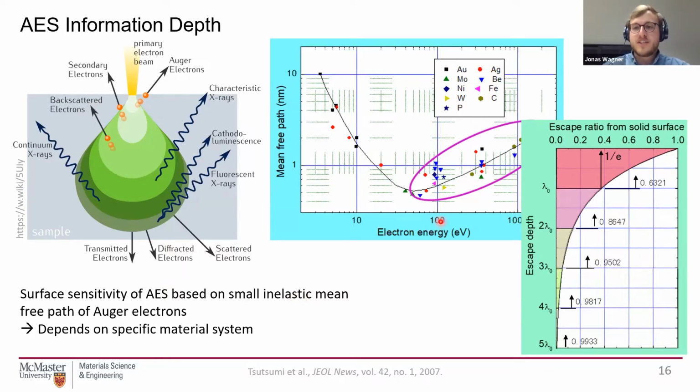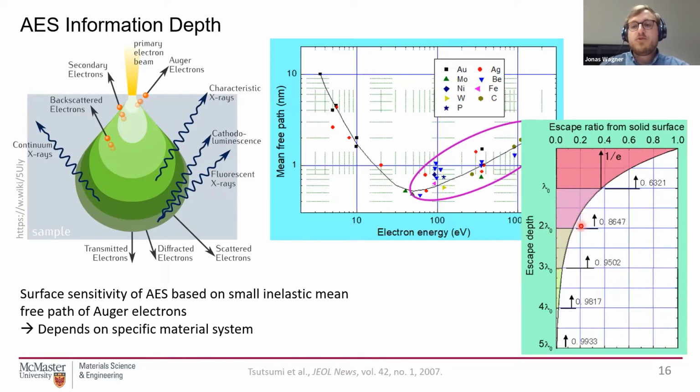So how surface sensitive is Auger? It is sometimes not so easy to say, because the signal is generated at different depths within our sample. Here we can see the escape ratio from the solid surface versus the escape depth. And we can see that the signal follows a decaying exponential function. That would mean, for example, that 86% of the signal is generated within a distance that is twice as long as the mean free path of the Auger electron, right?